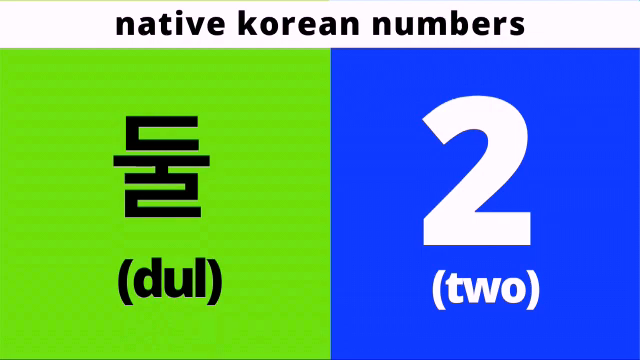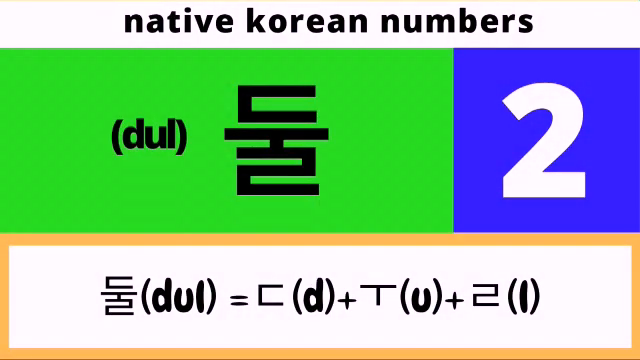How do we spell dul in Hangul? First, we need to draw a dikat character, followed by an u character, followed by a real character. And then we just have to combine this to form the Hangul of number 2, which is dul.